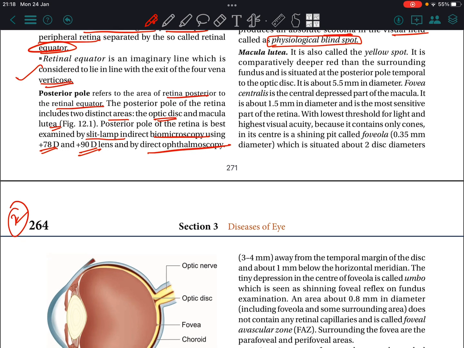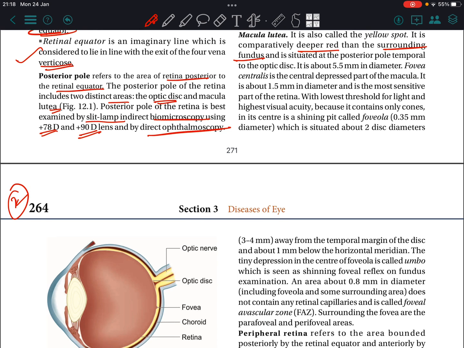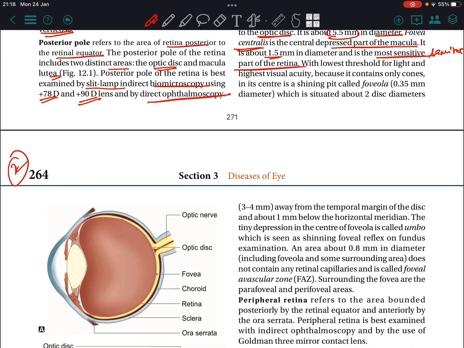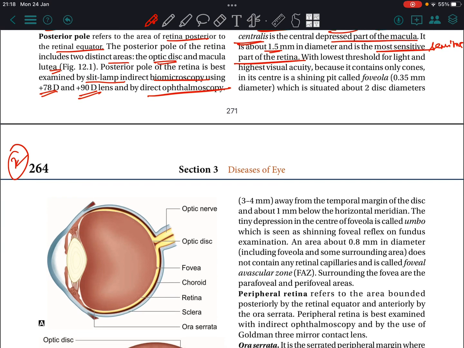Macula lutea is also called the yellow spot. It is comparatively deeper red than the surrounding fundus. It is situated at the posterior pole, temporal to the optic disc. It is about 5.5 mm in diameter. Fovea centralis is the central depressed part of the macula. It is about 1.5 mm in diameter and is the most sensitive part of the retina, with the lowest threshold for light and highest visual acuity because it contains only cones.